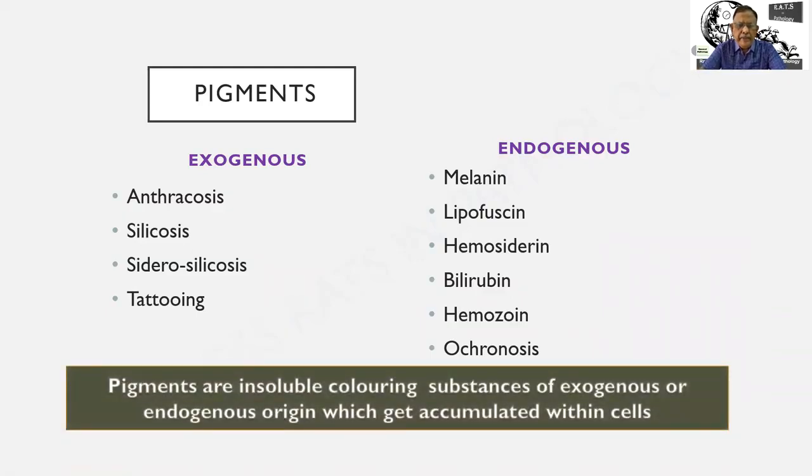Coming to the definition, pigments are insoluble coloring substances of exogenous or endogenous origin which get accumulated within the cells. To this definition, Robbins has added another clause: they may be harmful or harmless. So all this should be included in the definition of the word pigment.